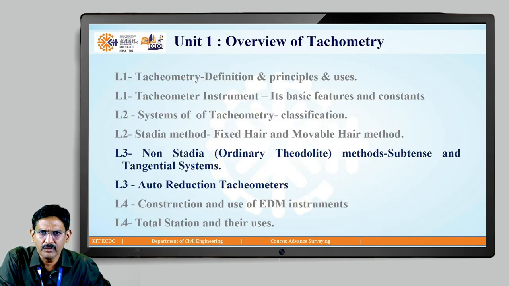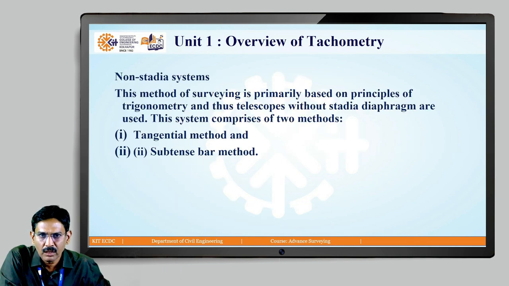Now, when we look at the overview, if you remember, we have covered tachymetry definition and principles, the tachymetry instrument, the systems of tachymetry, and the stadia method, which is fixed and movable hair. Today, we will be focusing on the non-stadia method using an ordinary theodolite.